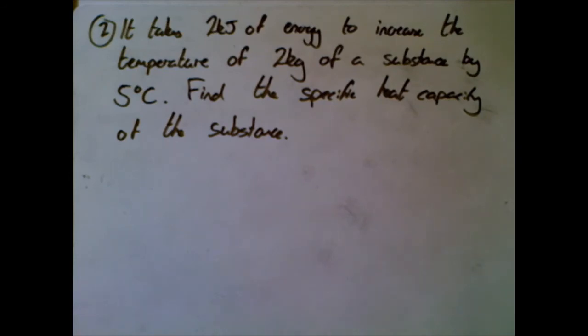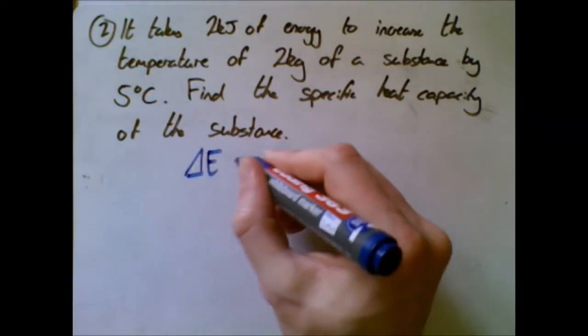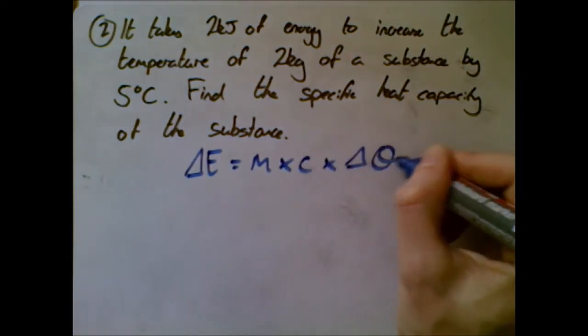Okay, so there we go then. Here's a second example for us to have a quick look at. So I'll give you a second to read it. You might want to pause the video to write it down. So it takes 2 kilojoules of energy to increase the temperature of 2 kilograms of a substance by 5 degrees C. Find the specific heat capacity of the substance. So, just like before, we're going to put down our formula. So delta E equals M times C times delta theta.